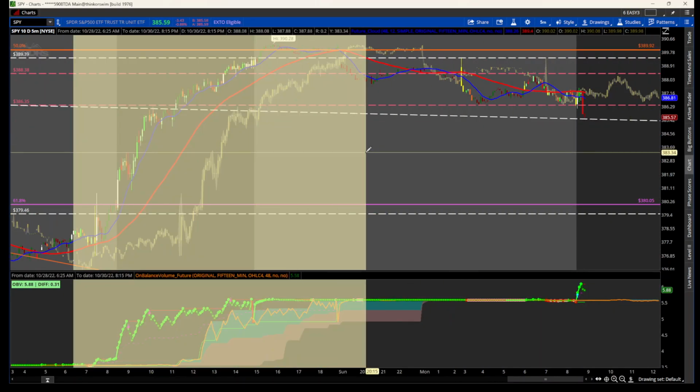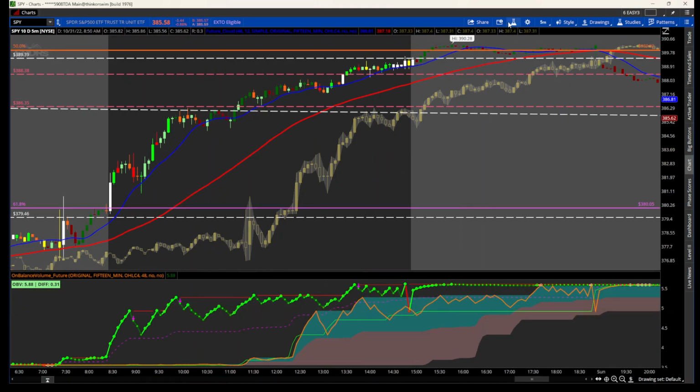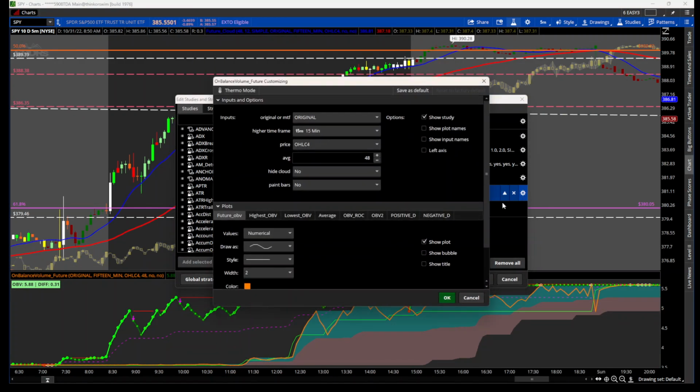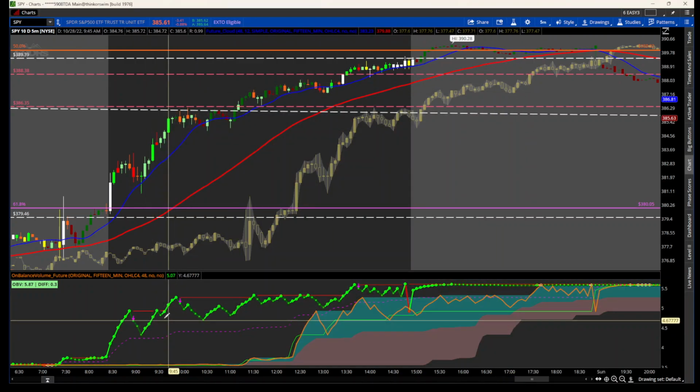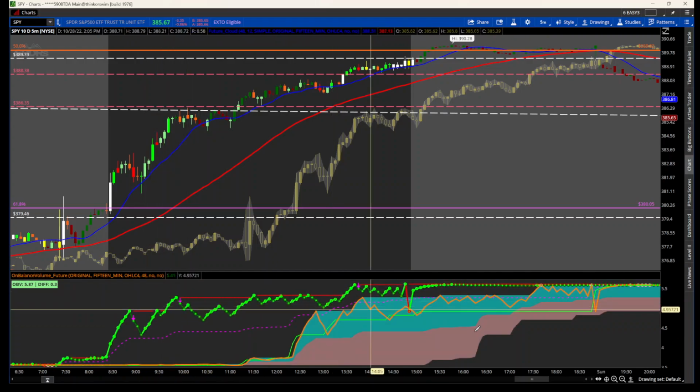I also did the same thing down here with this one as well, with the unbalanced volume of 15 minutes. You can choose the closing price or the Heikin-Ashi close, which is the open, high, low, close added together and then divided by 4. You have the original, and then you have the multi-time frame as well. You can hide this cloud. You can paint the bars according to the colors of the indicator as well. I have this one set at 48 as well.